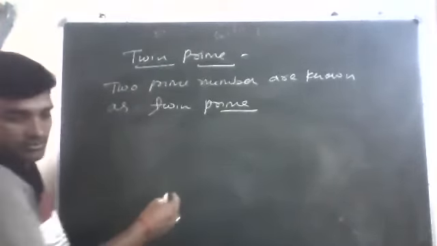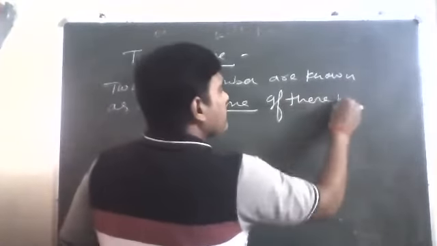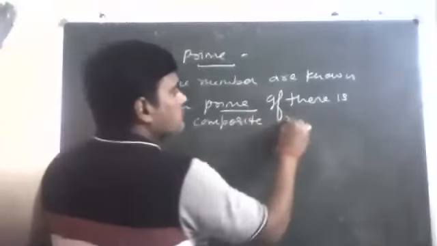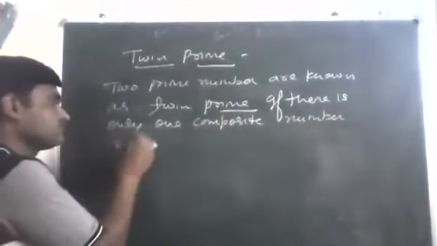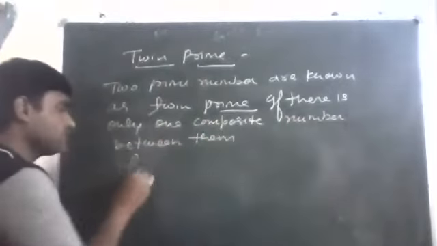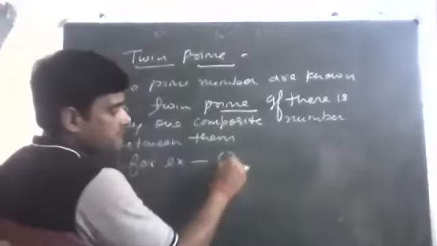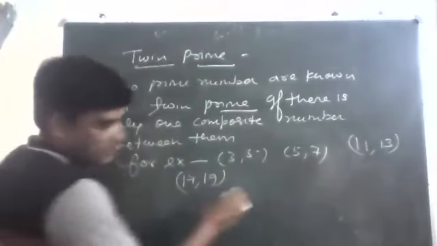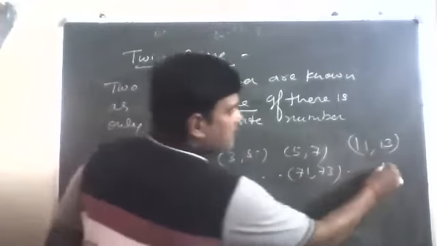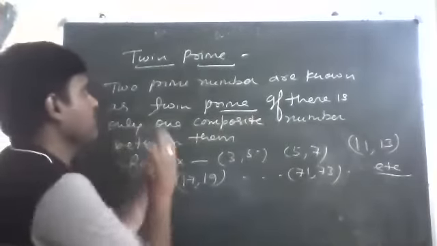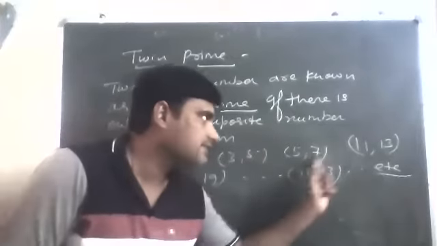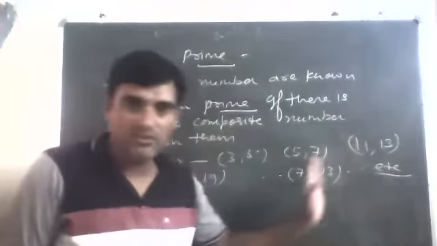Okay. That is, there is only one composite number between them. For example, here you see 3, 5; 5, 7; 11, 13; 17, 19; 71, 73, etc. These are called twin primes because in between these two prime numbers there is a composite number: 4 here, 6 here, 12 here, 18 here, 72, and so on. Understand?